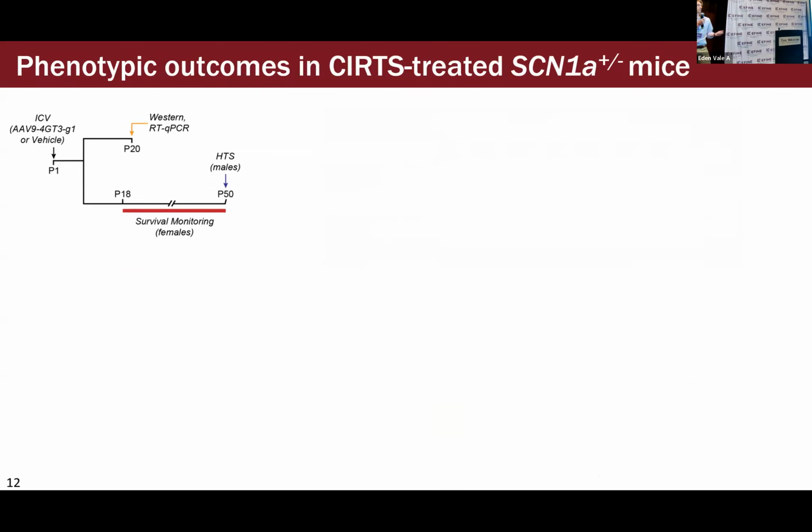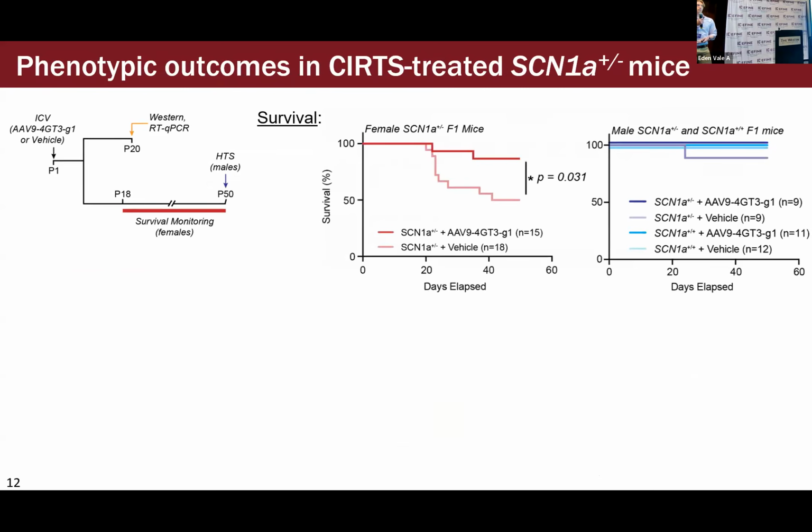Like I mentioned before, starting around P21, it's very common that about 50% of mice haploinsufficient for SCN1A will die from sudden death in epilepsy. We did see that among female mice, those treated with vehicle had about 50% survival, but mice treated with the SERTs AAV had about 87% survival.